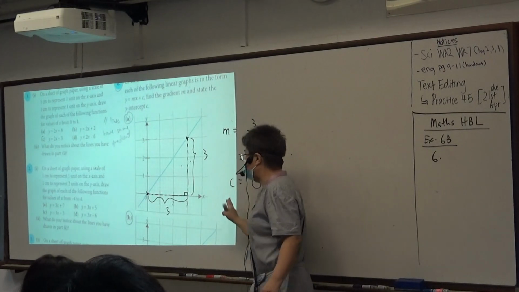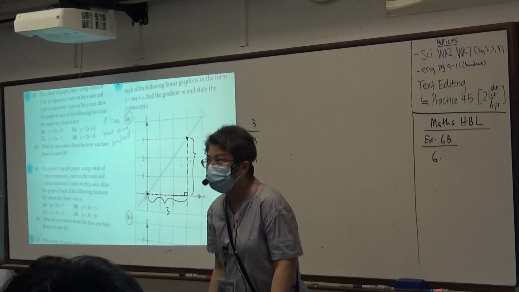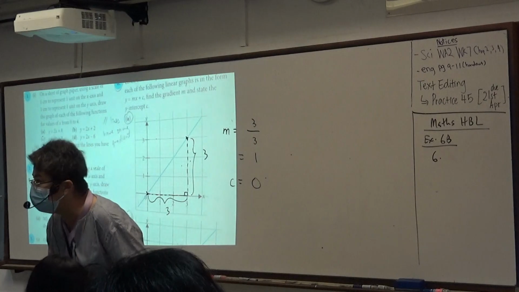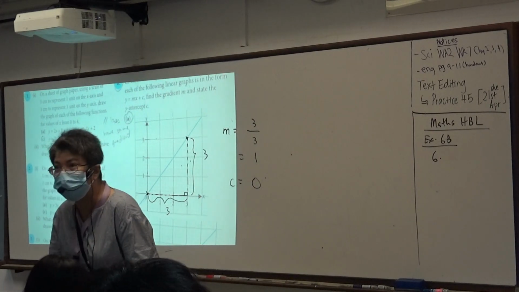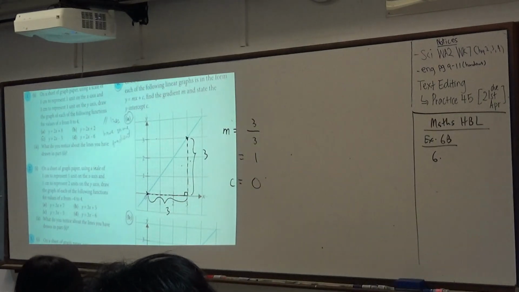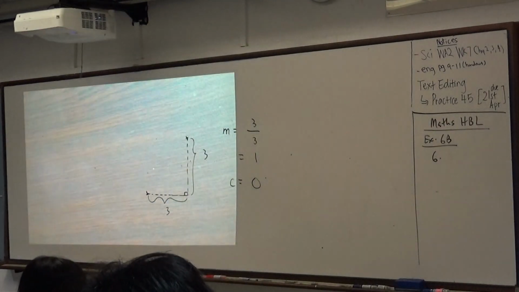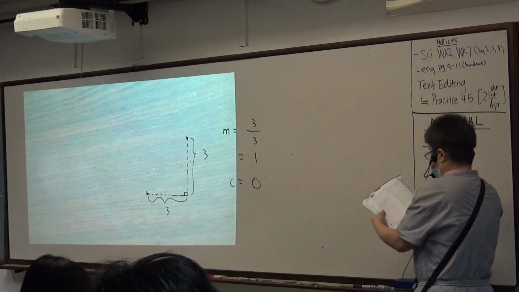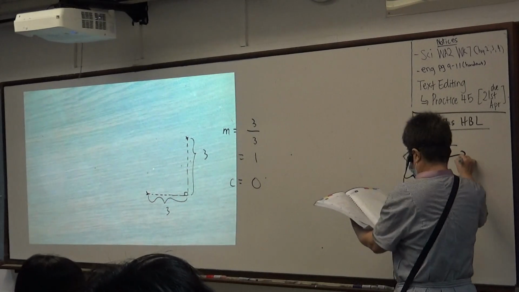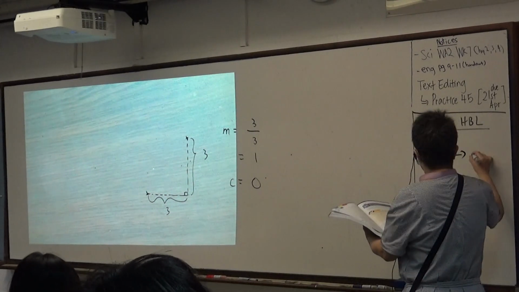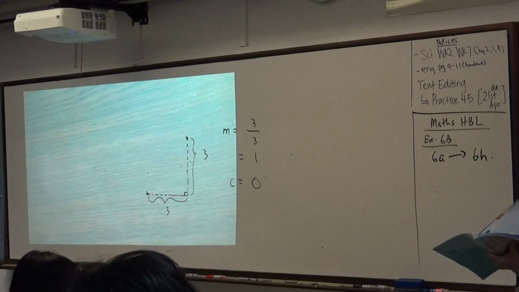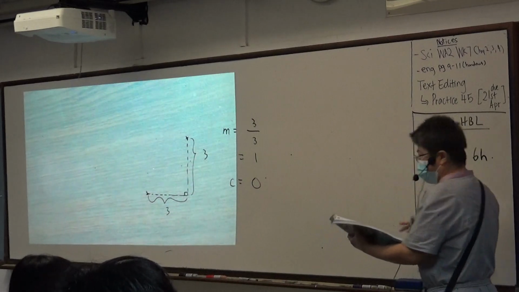So this is what you do. Find out what is m and what is c for each part. Is that clear? This is your work for HBL on Thursday. I will add on something later. Now, which one are you supposed to do? You are supposed to do 6A all the way to 6H. And also question 7.